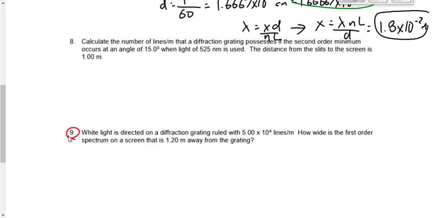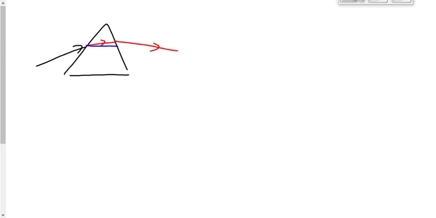White light is what we call polychromatic light. We've been doing this with monochromatic light all this time, one color. All the questions have been almost the same. What happens if we have more than one color? We know that if we have a prism and white light or polychromatic light shines into the prism, then each of the different colors refracts or bends a different amount.